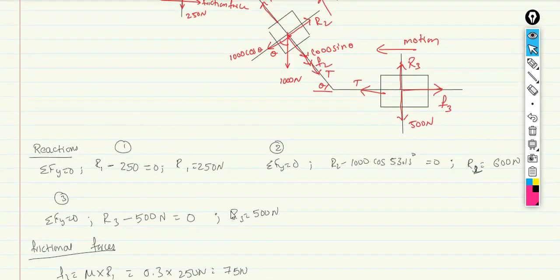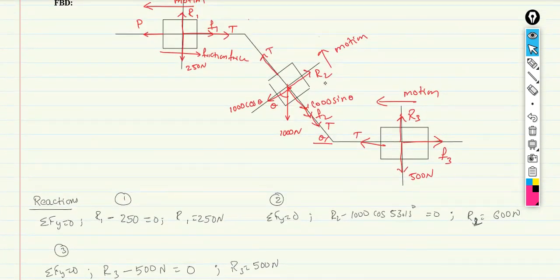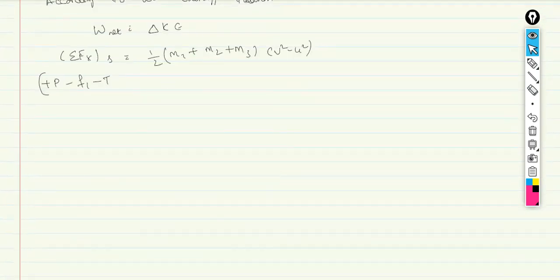So let us go for the second block. Here the second block, motion is up the plane, T is also up the plane, so automatically T is positive, but 1000 sine theta, F2 and T are opposite to the direction of the motion, so these three values will be considered as negative. So plus T minus 1000 sine theta minus F2 minus T. So that is about block 2.